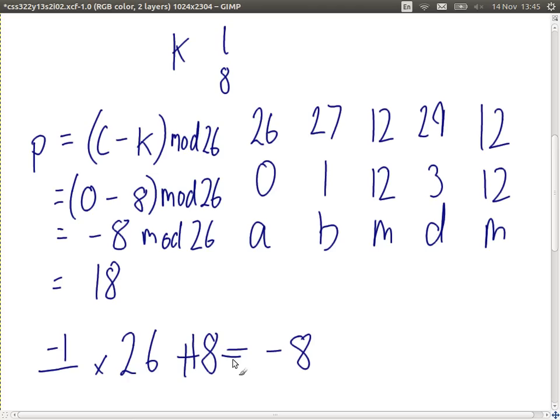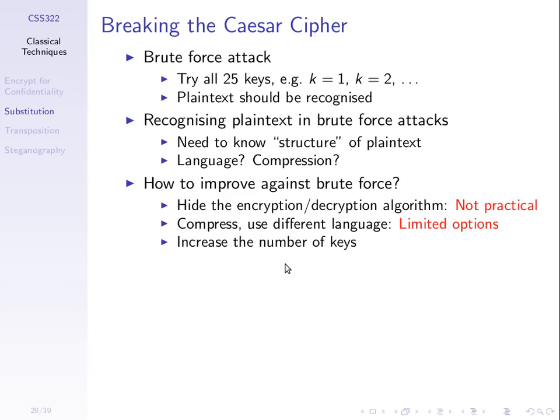How many keys are there? 25 or 26? 26 in theory, 25 makes sense to use. One of them is not a good key to use, because if you encrypt with a key of A or 0, your ciphertext will be the same as the plaintext. But still, we have 26 keys. Therefore, the attacker, given the ciphertext, tries all 26 keys. One of them will give you the correct plaintext. I say on this slide to try all 25 keys, because a key of A equal to 0 you would notice from the ciphertext, but in theory all 26 keys, and the plaintext should be recognized.